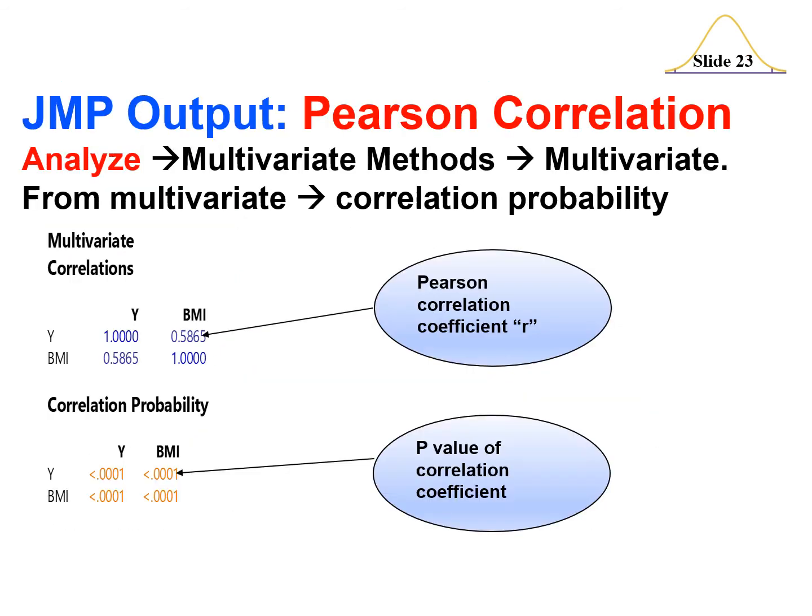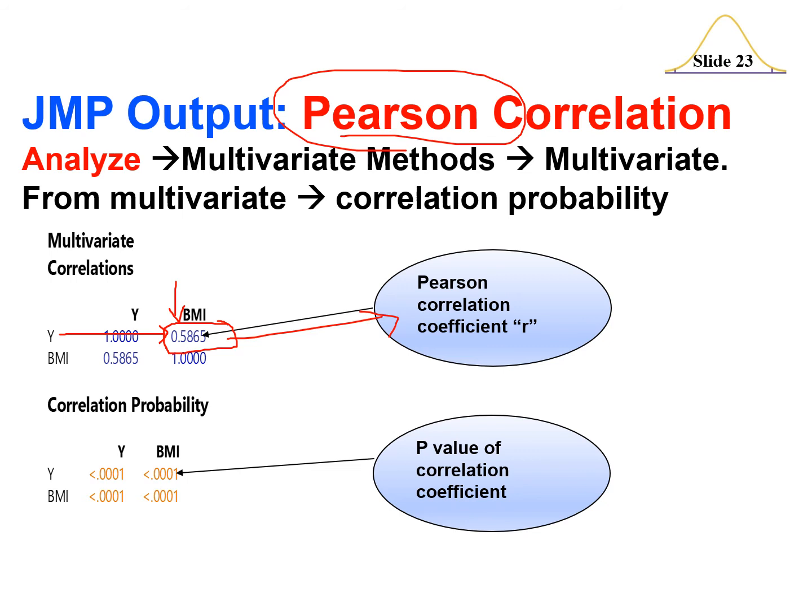Let's say this is the output of Pearson correlation. This is linear correlation, called Pearson, after the statistician Karl Pearson who developed this measure. Here we have the results of correlation between Y and body mass index. The value is 0.586. This is small r. We can say that it is moderate correlation.